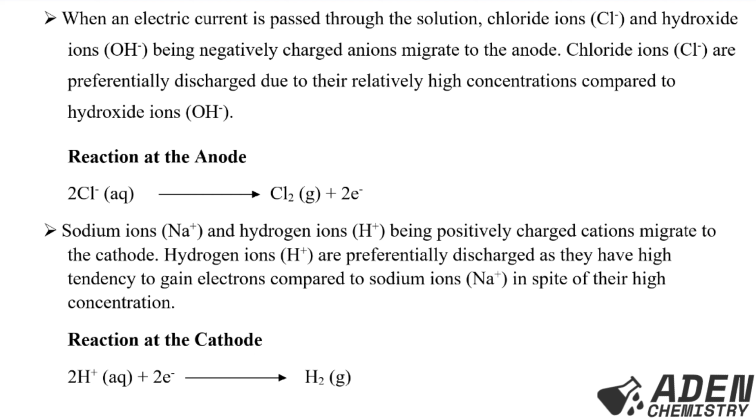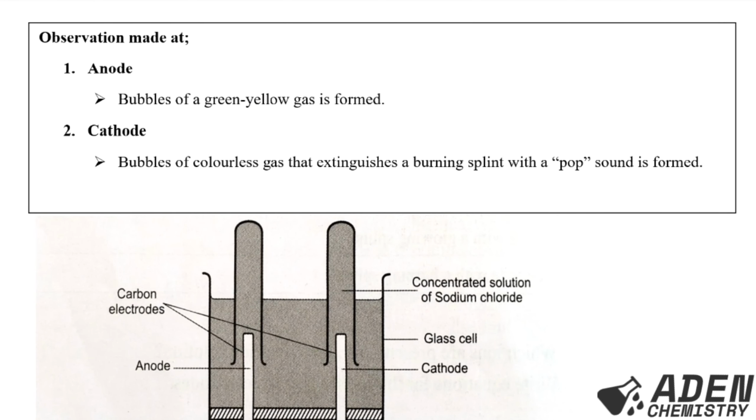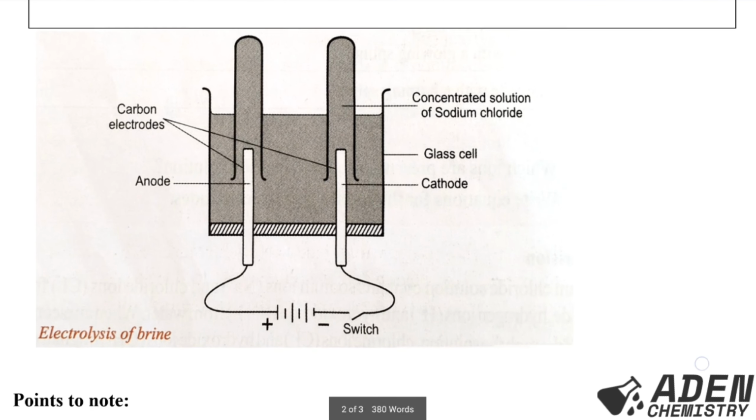Reaction at the cathode. So we're going to have 2 moles of hydrogen ions gaining 2 electrons lost from the anode, and we are going to get hydrogen gas as our product. Next, we are going to go to the observations made at the anode and at the cathode. Remember, at the anode we have formed chlorine gas, so the observation will be bubbles of a green-yellow gas. Then at the cathode, remember, we have formed hydrogen gas. We are going to see bubbles of a colorless gas that extinguishes a burning splint with a pop sound.